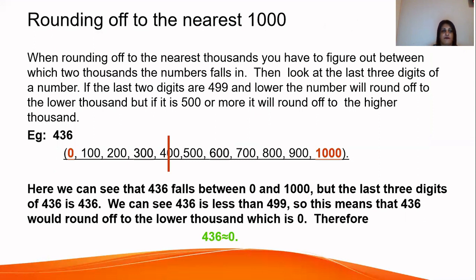So for example, 436. We have to establish between which 2 thousands it lies. So it lies between 0 and 1000. Now 436 falls within this category here. Now we can see the 436 is less than 500, so we're going to round down and it's going to be 0. So 436 is closer to 0. So if I'm rounding it off to the nearest thousand, 436 rounded off to the nearest thousand will be 0.